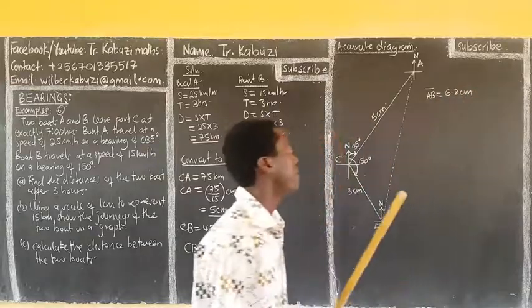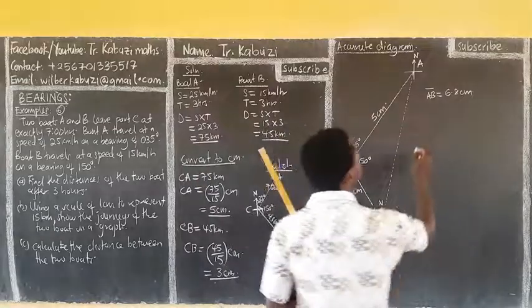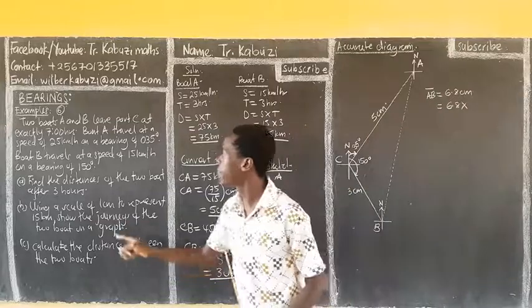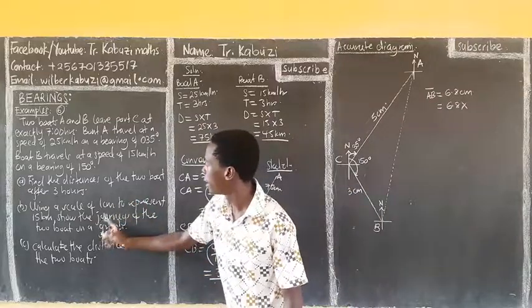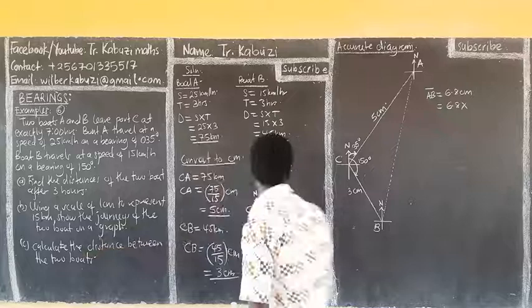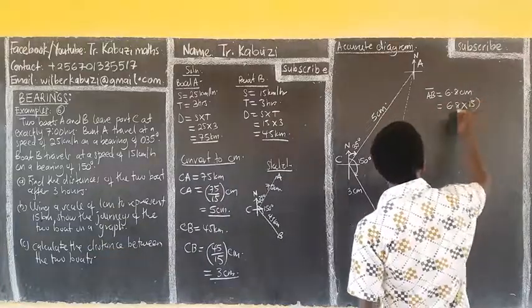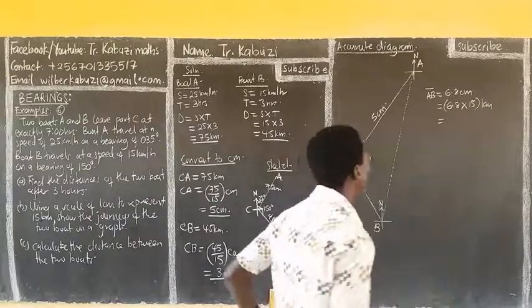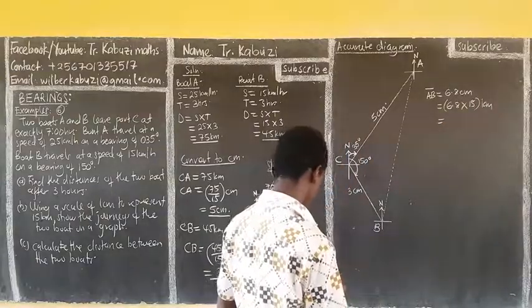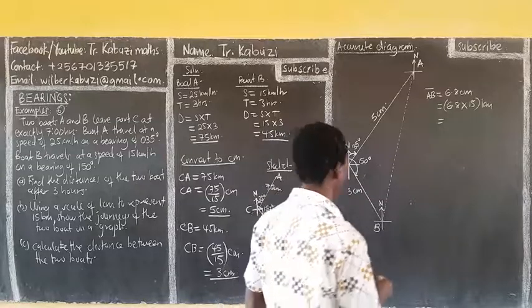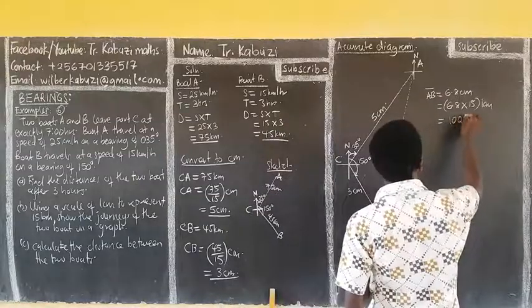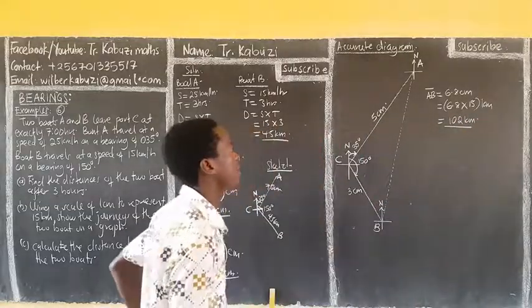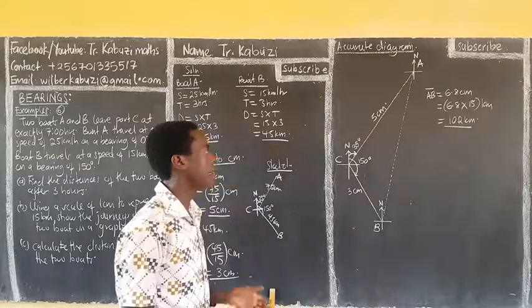But after getting it in centimeters, you convert to kilometers. This will now be 6.8 times what each centimeter was representing. See that it was representing 15 kilometers. Times 15. This will now be in kilometers. So your answer will be 102 kilometers. After 3 hours, these 2 boats will be 102 kilometers apart.